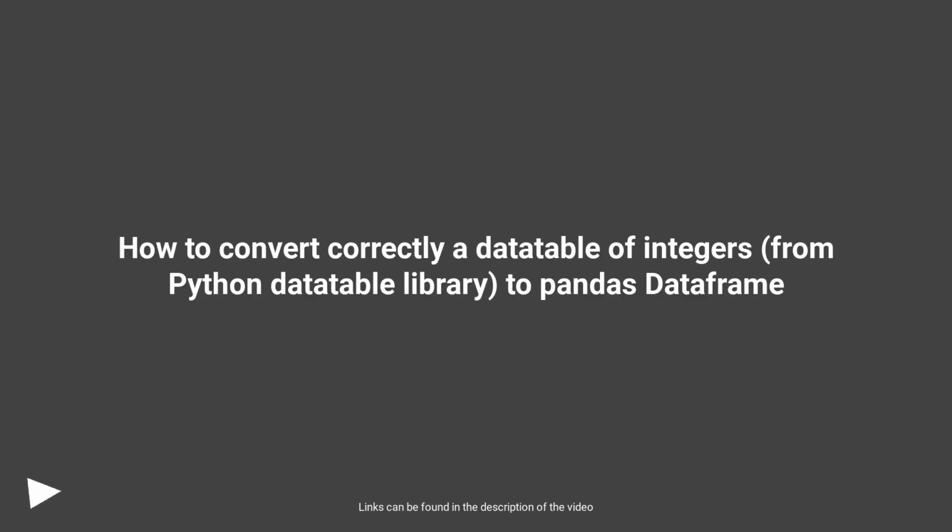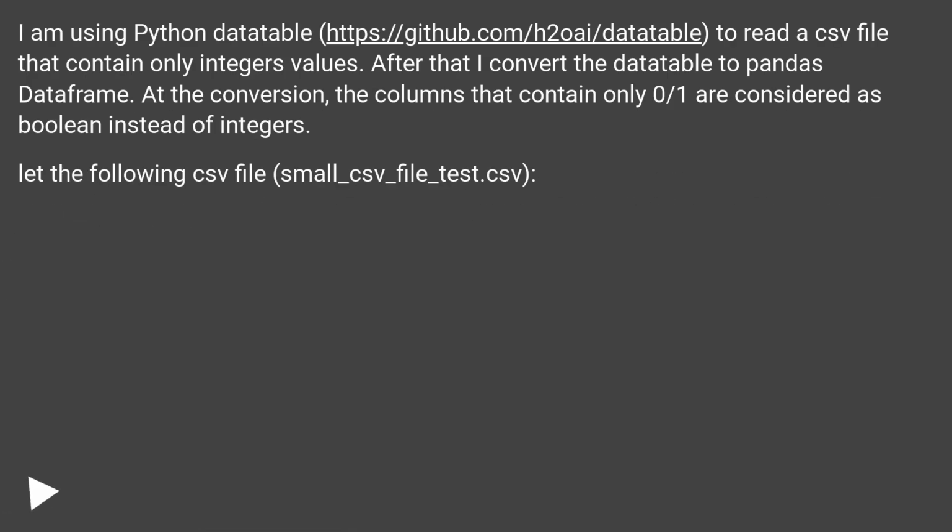How to convert correctly a datatable of integers, from the Python datatable library, to a pandas DataFrame. I am using Python datatable, this URL, to read a CSV file that contains only integer values. After that I convert the datatable to a pandas DataFrame. At the conversion, the columns that contain only 0 and 1 are considered as Boolean instead of integers.